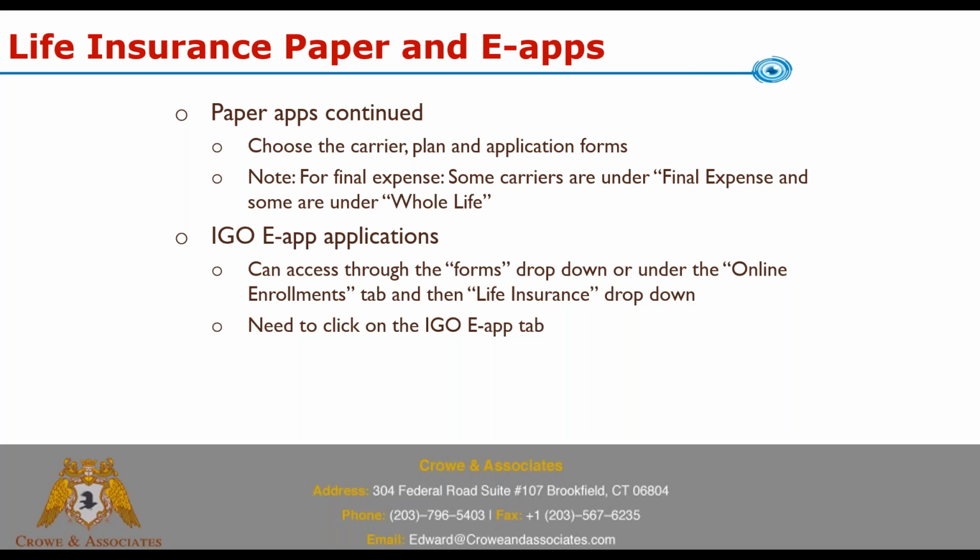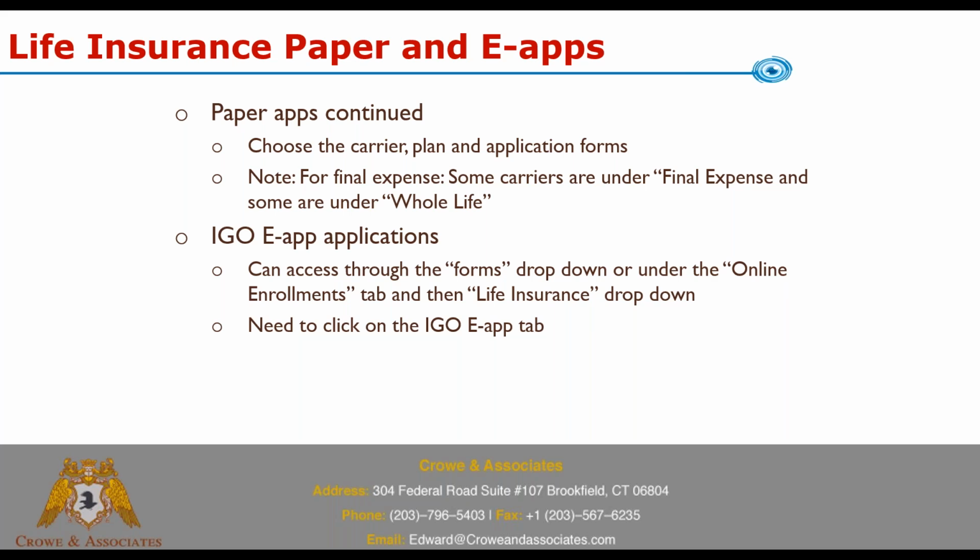One tricky thing when you're pulling paper applications is when you're looking for final expense, some of the carriers actually have it under the category of final expense. Some put it under the category of whole life. So like if you're looking for United of Omaha, you'll go to final expense and there's no app, and you wonder what's going on. Well, it's because they consider that a whole life product, even though it's technically final expense. All right, so that's how you would get paper apps, and I'll demonstrate that in a minute.